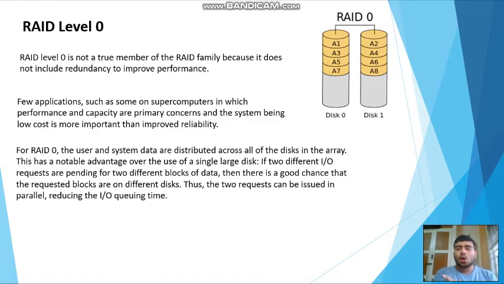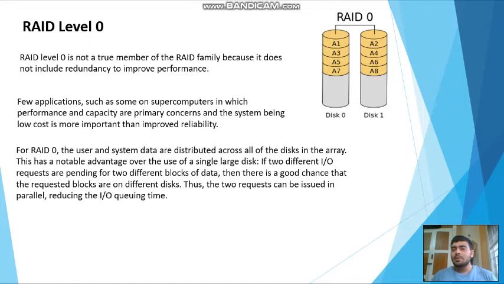RAID level 0 is not a true member of the RAID family, but it is only there as an honorary member because it exhibits some of the characteristics of RAID, right? What are these? Let's understand with the help of this diagram. Your data is divided into two disks, disk 0 and disk 1, and A1, A2, A3, A4 are sub disks, or smaller stripes in these cases.